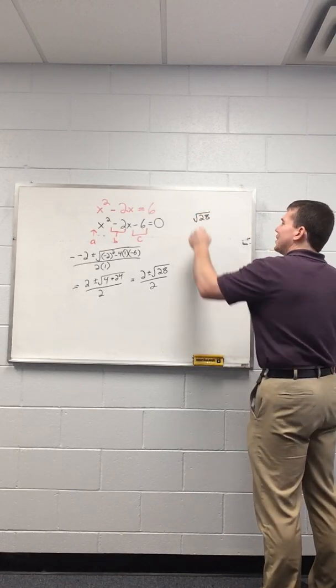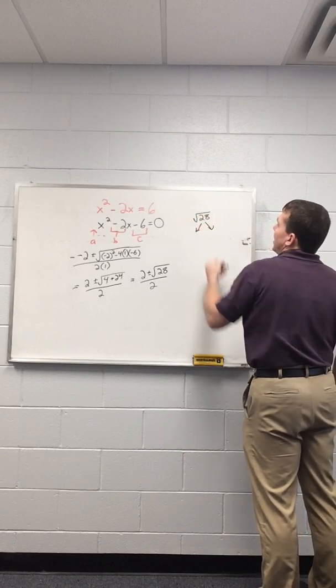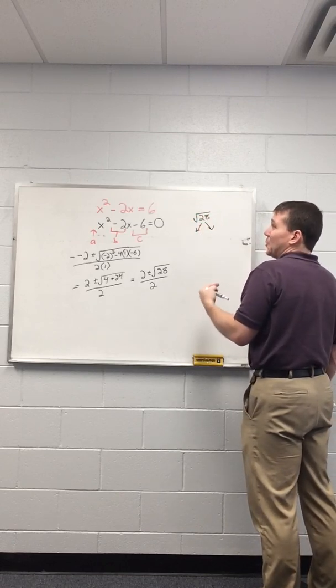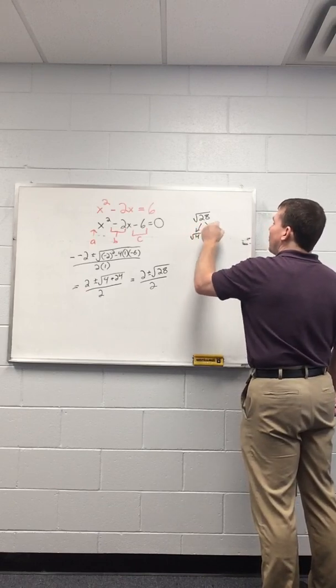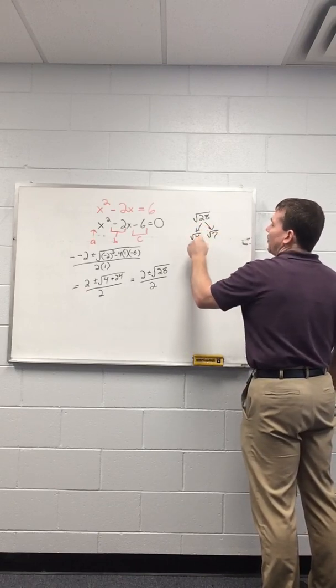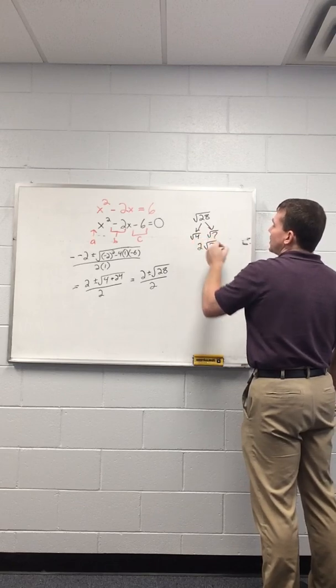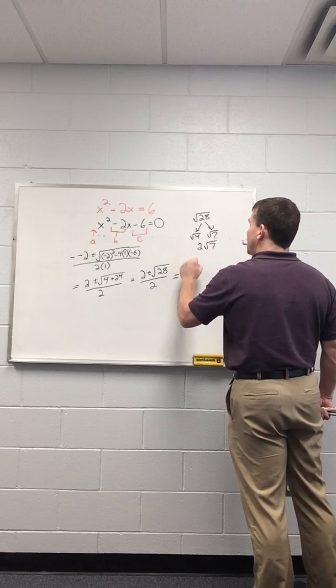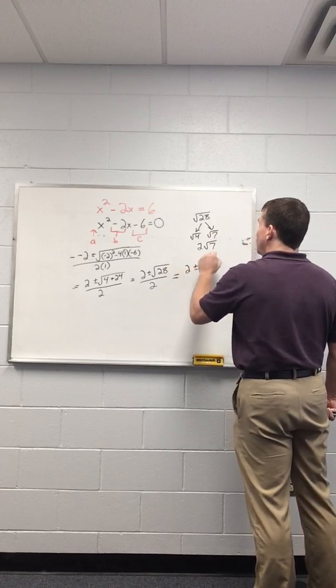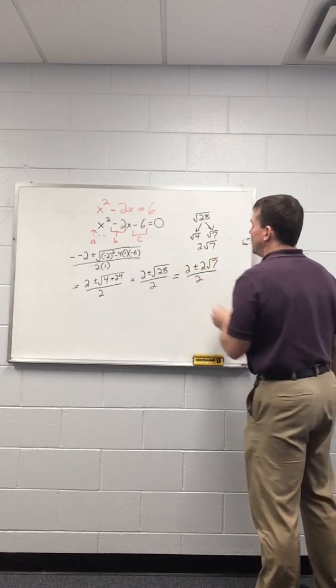And if you all remember the trick, you try to find 2 numbers that multiply to 28 where you know the square root of one of them. In this case, 28 is 4 times 7. The square root of 4 is 2. So that's 2 root 7. And that's the simplified form of this. So this gives me 2 plus or minus 2 square root of 7 all over 2.